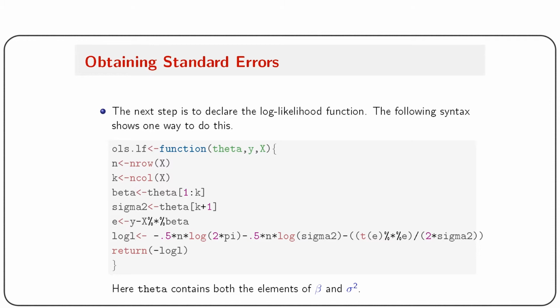So, the log likelihood is then minus 0.5 times n times log(2 pi) minus 0.5 times n times log(sigma2) minus t(e) %*% e, that is e prime e, over 2 times sigma2, and then return the negative log likelihood. So, return minus logL. Here theta contains both the element beta and sigma square.